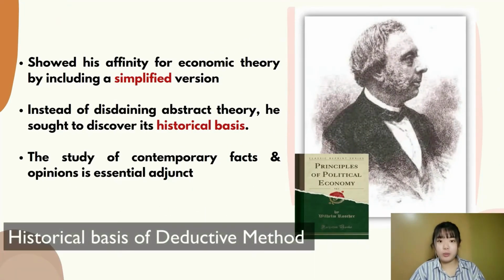Next, I'm going to talk about Wilhelm Roscher's historical basis of the deductive method. Roscher showed his affinity to economic theory in his book, Principles of Political Economy, by including a simplified version of English classical price theory. He sought to discover its historical basis instead of disdaining abstract theory. He also asserted that the study of contemporary facts and opinions is essential to the classical deductive method.